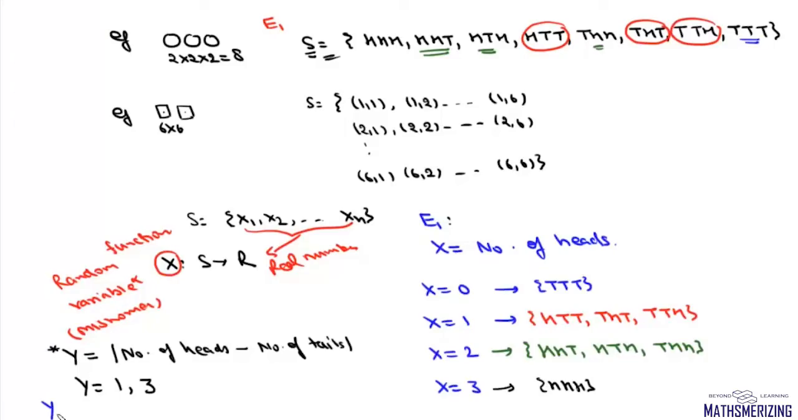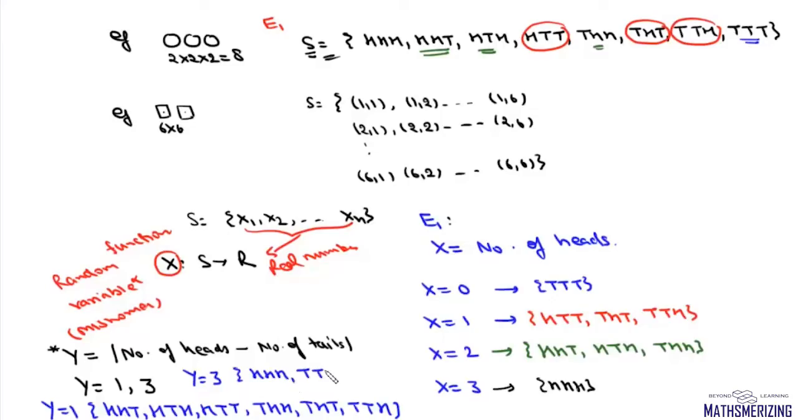Now Y equals 1 corresponds to 2 heads, 1 tail, or 1 head, 2 tails. So it will be this HHT, HTH, HTT, THH, THT, and TTH. And if we say Y equals 3, it will correspond to all 3 heads or all 3 tails. So it will be this HHH and TTT. So this is how we define a random variable. So basically a random variable is a function which maps sample points with real numbers.